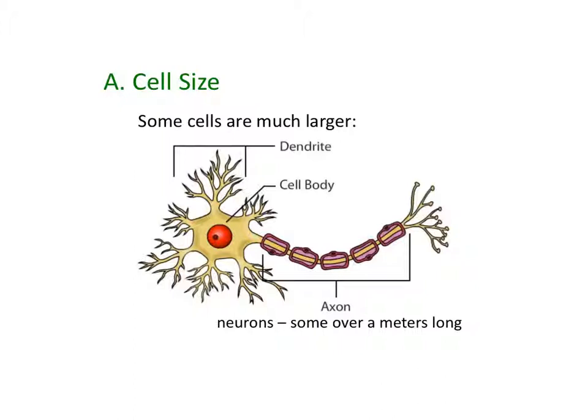There are some cells that are much larger than that 10 micron normal size. If you look at a neuron, which we'll be looking at much more in depth later in the semester, the axon of a neuron can be up to a meter, sometimes over a meter long, as it goes from the spinal cord down to the bottom of our feet.